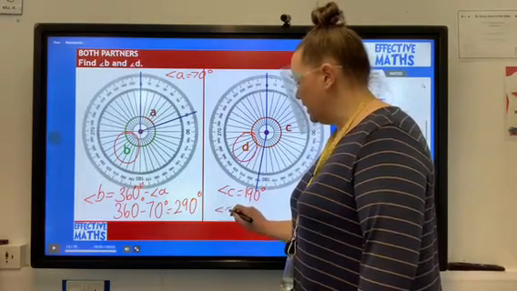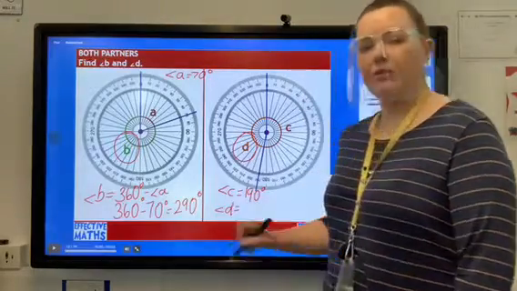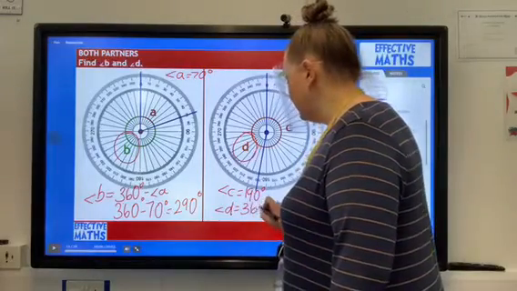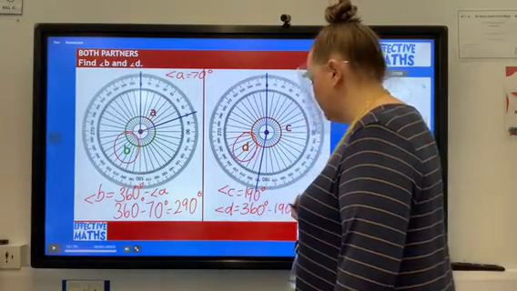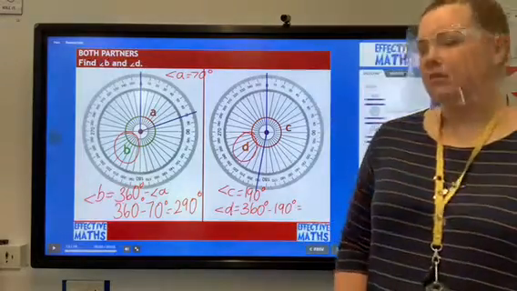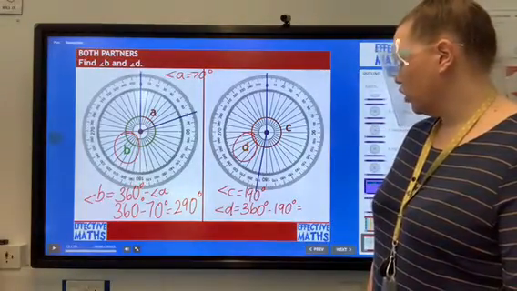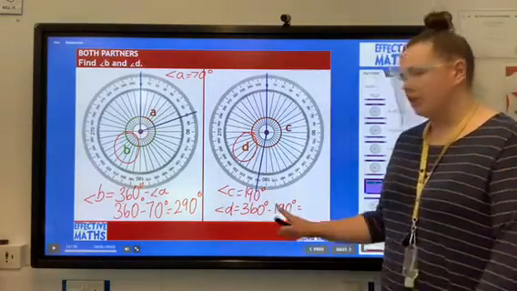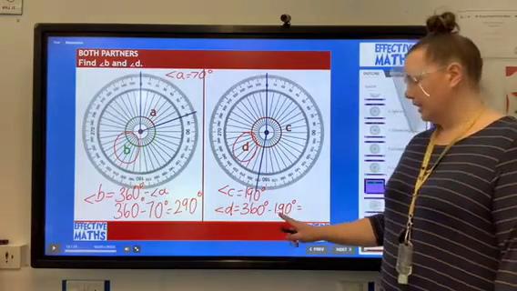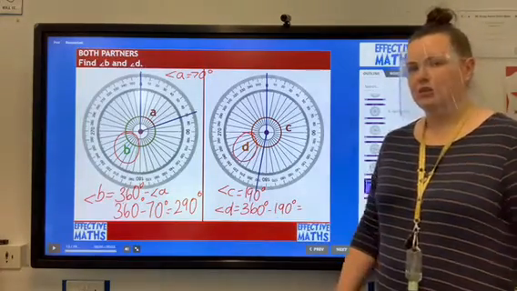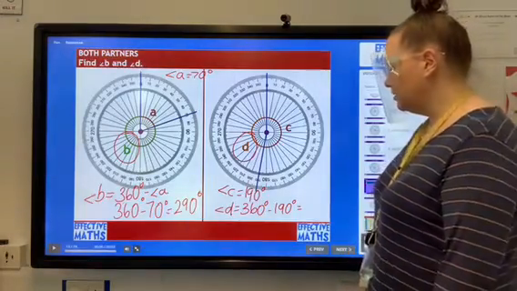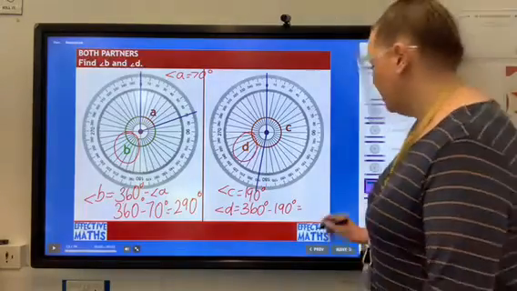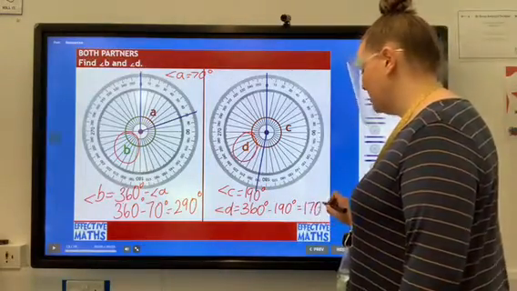So angle D is going to equal what? What calculation do we need to do? 360 degrees take away 190. 360 degrees minus 190 degrees, which is going to equal what? Not 280, it won't be 280, because 100 add 200 is going to be 300, which would make 390, which is too much. It's 170 degrees.